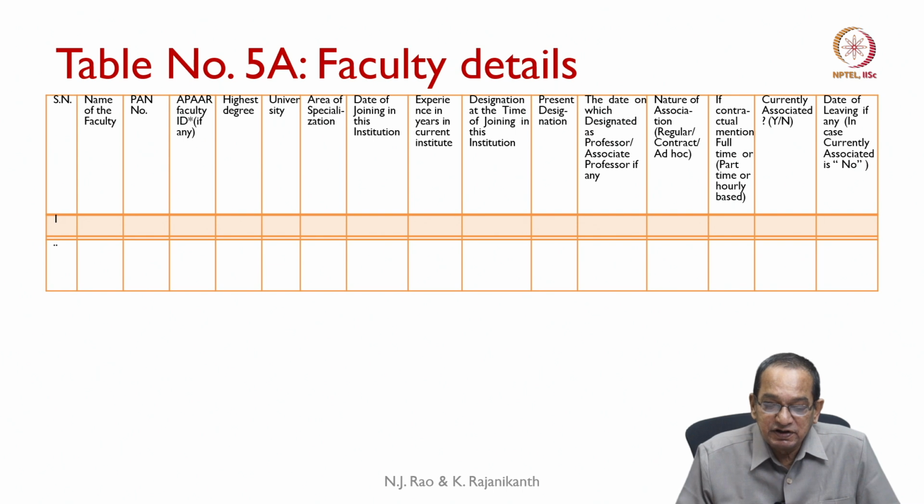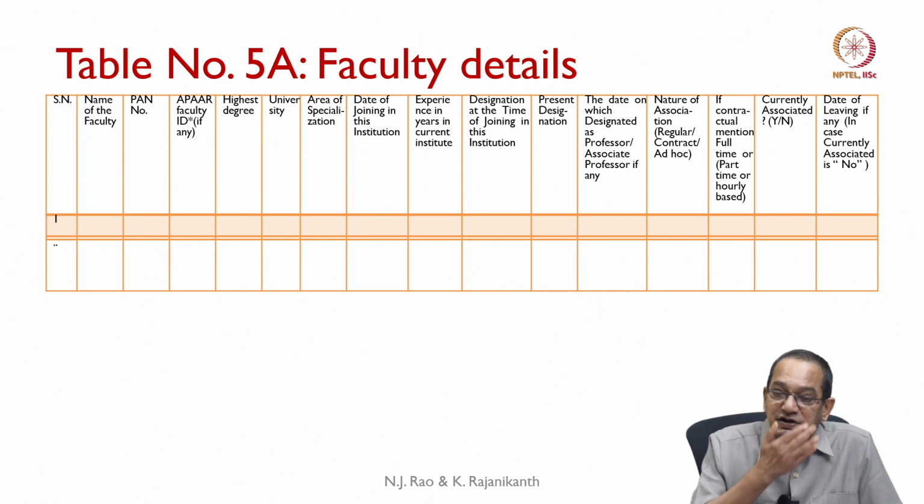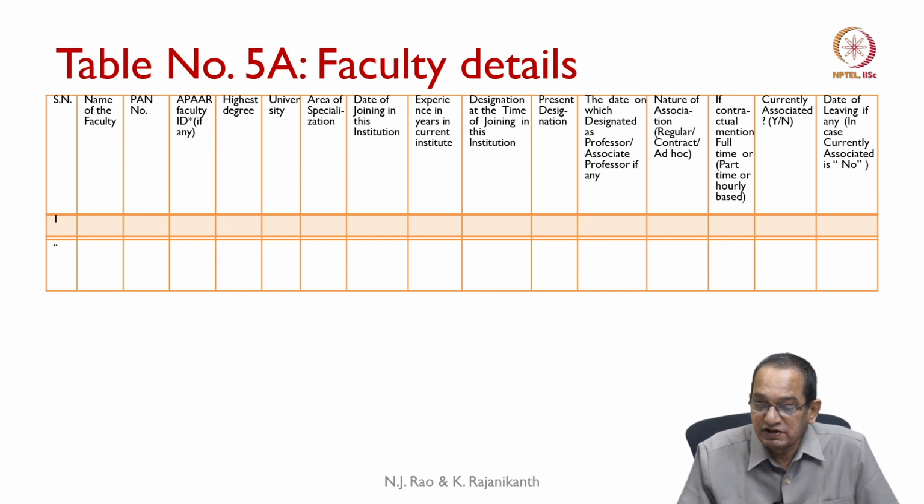Then experience in years in the current institute. Then designation at the time of joining the institution and present designation. Both are important because it shows the progress of the faculty member within the institution. Then the date on which designated as a professor or associate professor, if any. Like if the person has joined as an assistant professor and on some date the person has become associate, then what is the date? And then subsequently if he has become a professor, what is the date, like that.